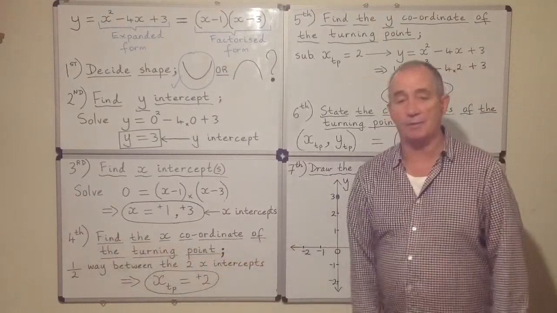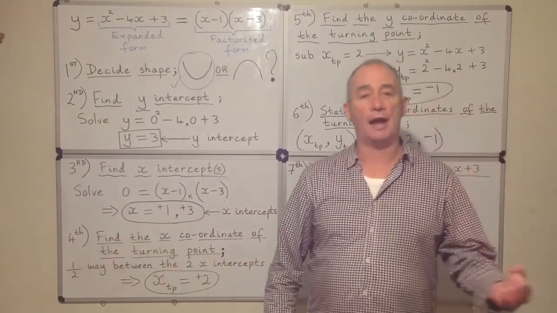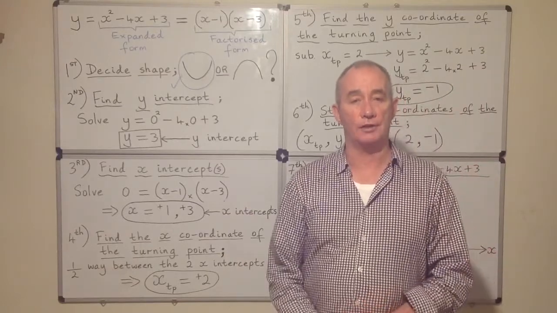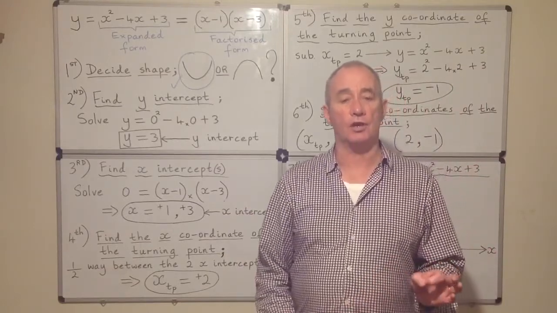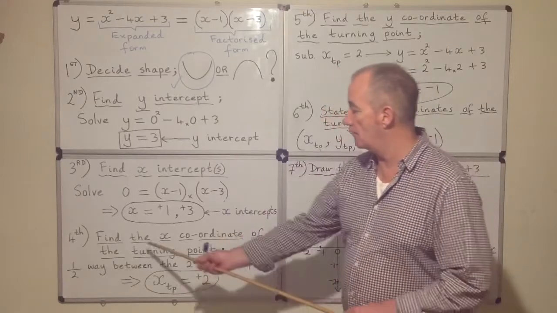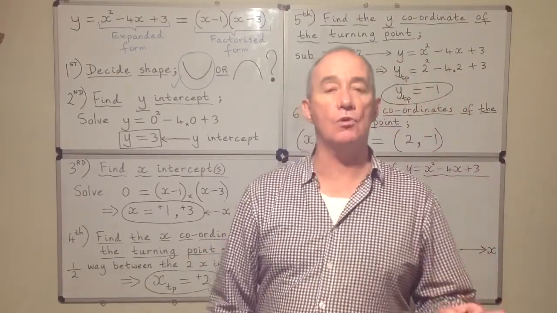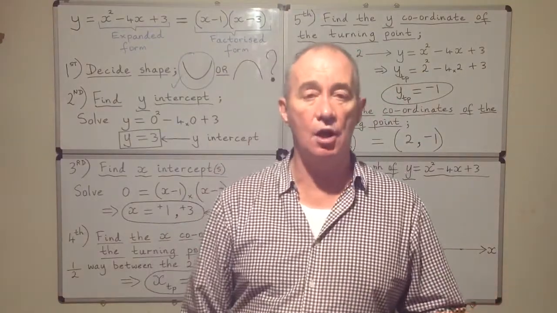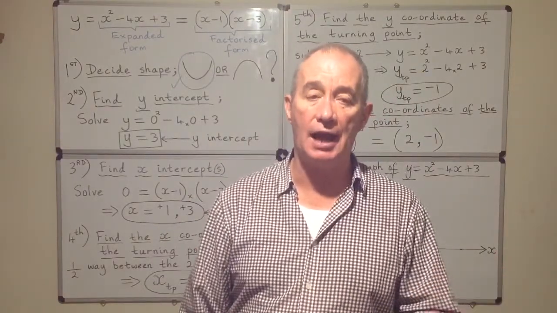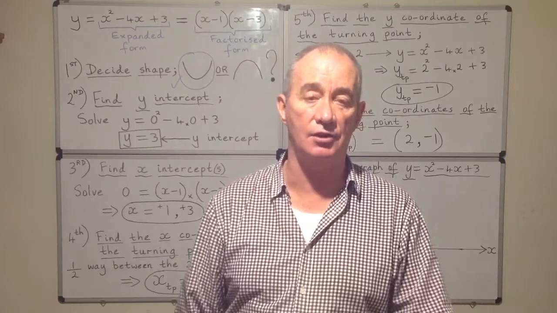On to the fourth step. We now need to locate the turning point. This is how it works. The fourth step is to find the x-coordinate of the turning point. The x-coordinate of the turning point will always be exactly halfway between the two x-intercepts.